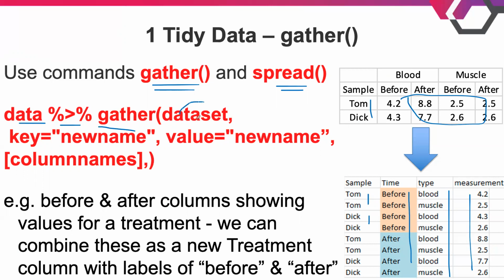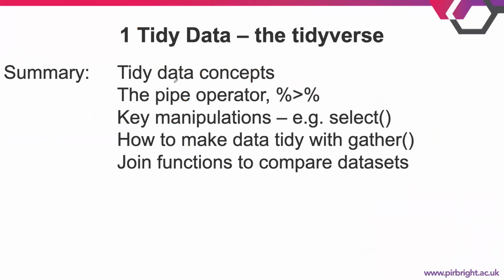And that takes the data set of interest. It creates new variables for the columns, and then we can add on additional column names as well if we want. So the gather function is very, very convenient to do all this in a single command. So that's what we're going to talk about in the demo video for TidyData. Please look at that. That will cover in detail TidyData concepts, the pipe operator, key manipulations like select, filter, arrange, and so on. It'll let you make data tidy with gather, and also you'll be able to join functions to link data sets together as well.